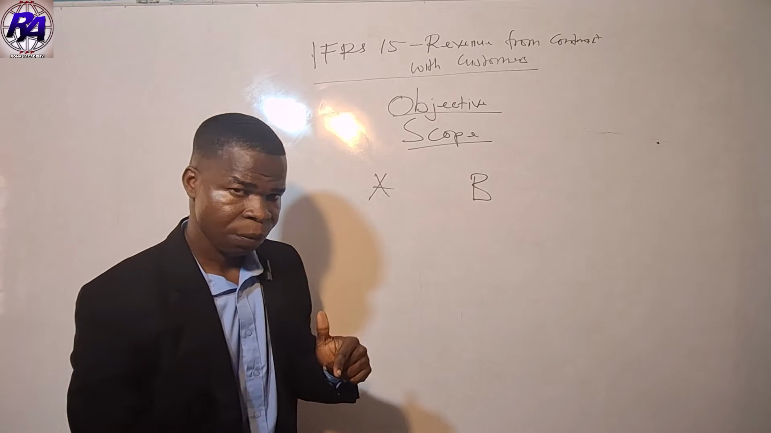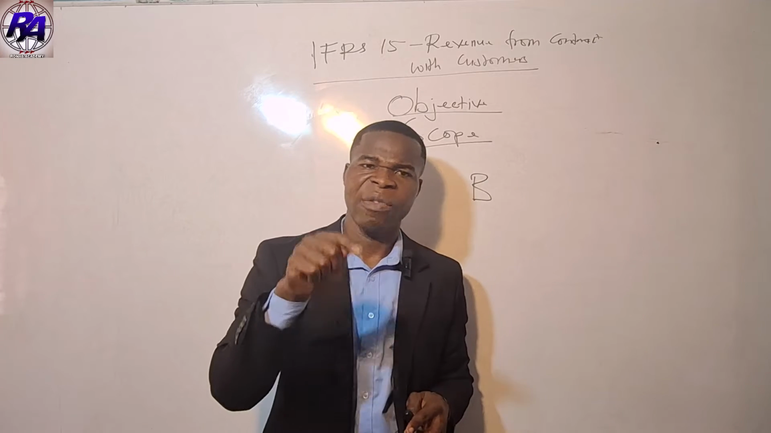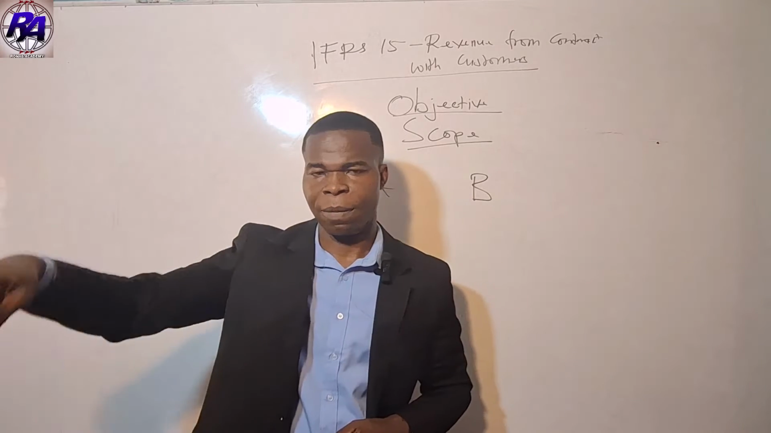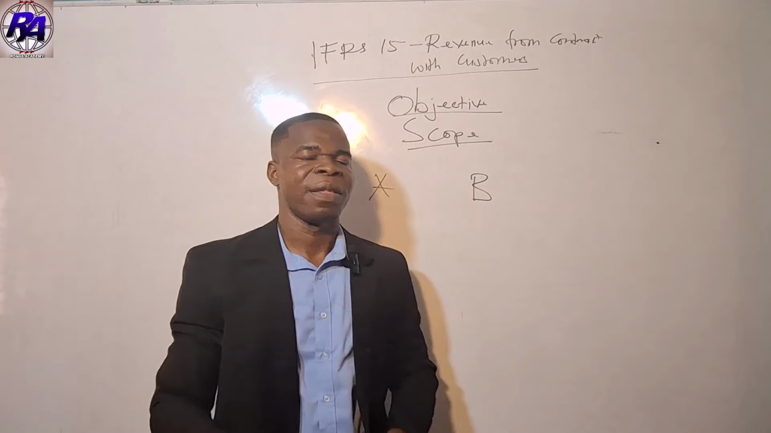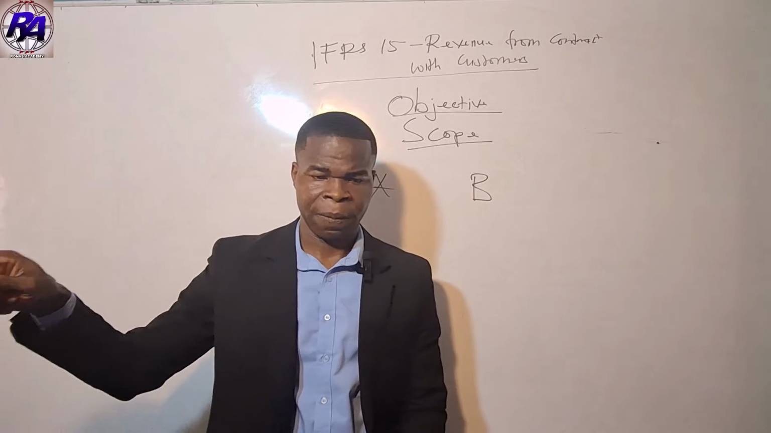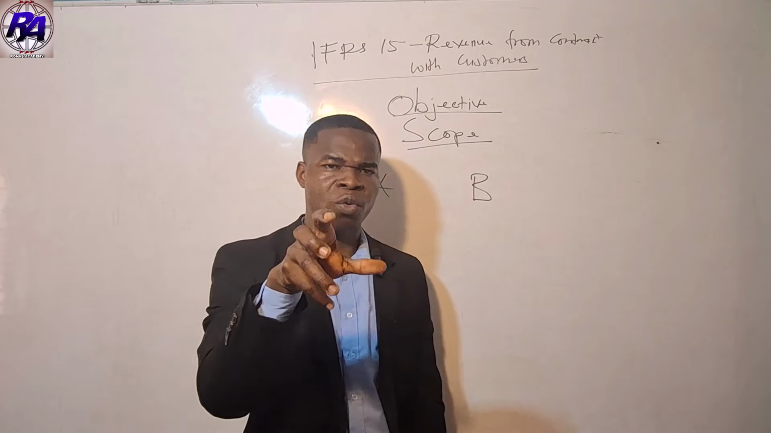Now, please take note. We only apply this standard when the revenue is from a contract with a customer. Now, the problem here is, what is revenue? What is a contract? And who is a customer?